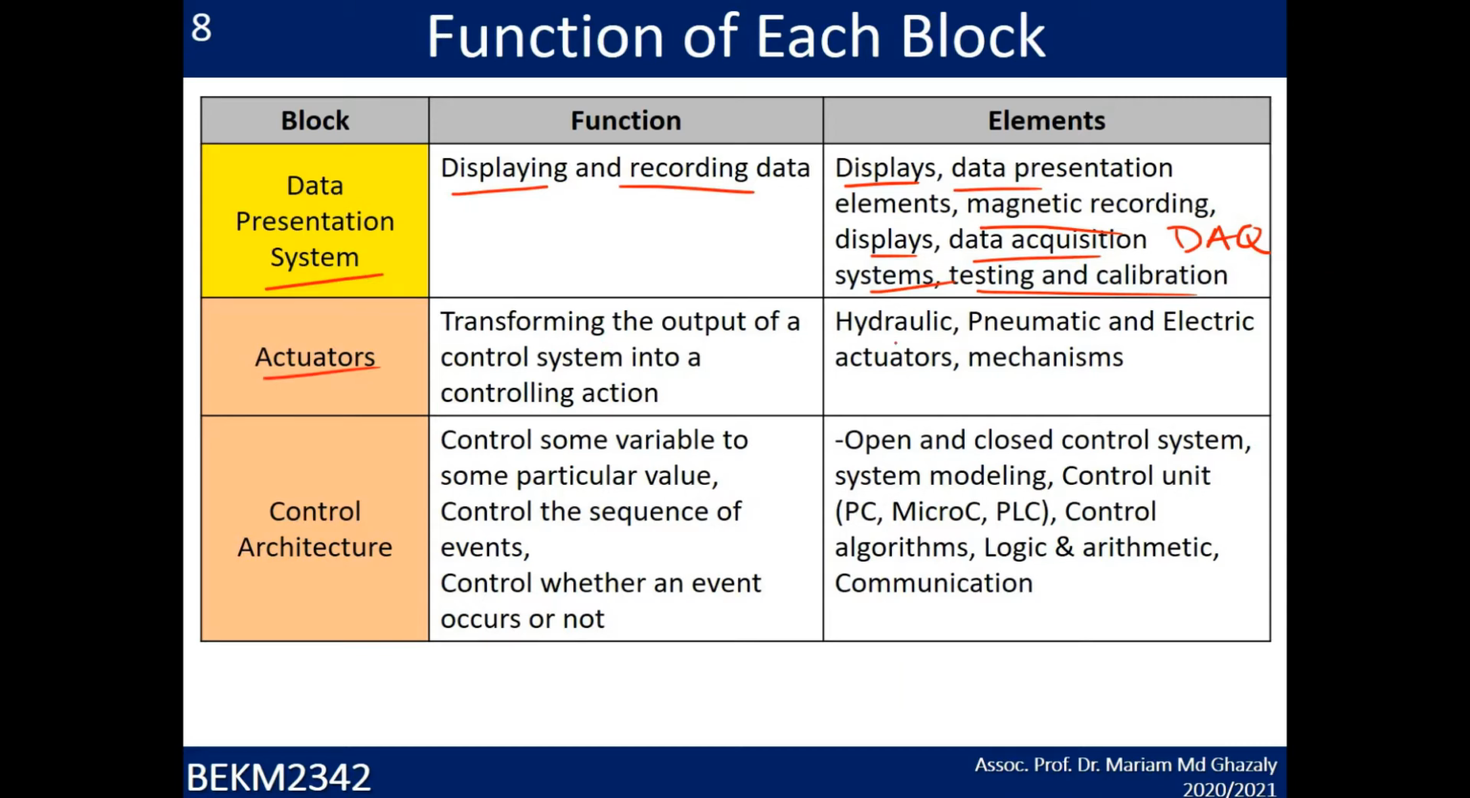So you have 4 main actuators. You have hydraulic, pneumatic, electrical actuators, and mechanism. Normally, mechanism means mechanical actuator. An actuator is something whose function is transforming the output of a control system into a control action. Means that to convert it from a signal to a motion.